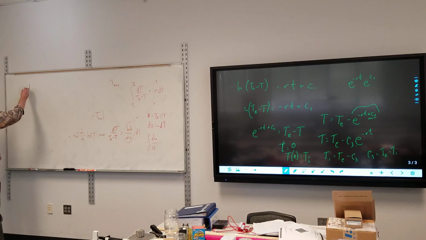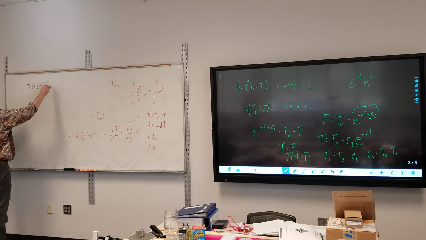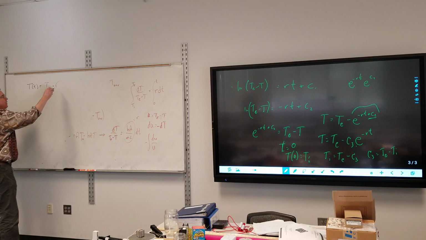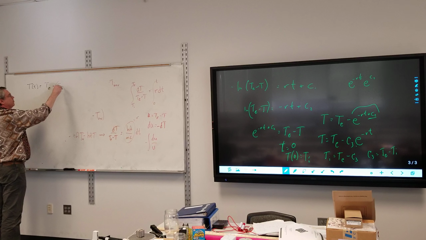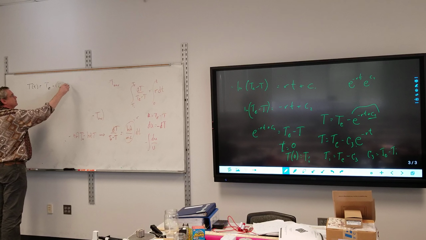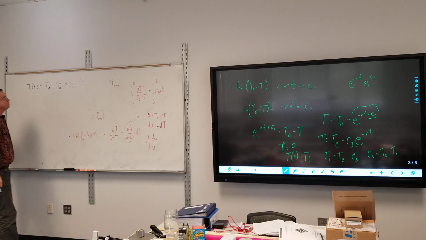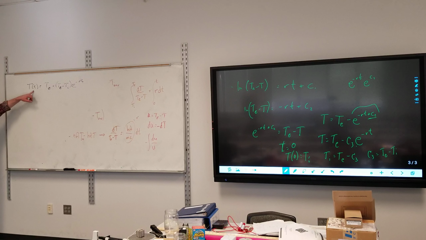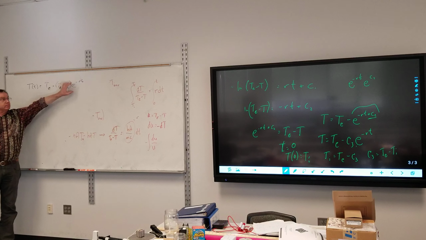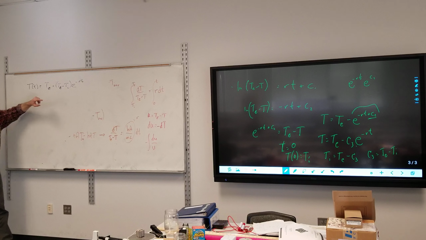So I now have the temperature as a function of time is equal to the environmental temperature minus the environmental temperature minus TI, times E to the negative RT. Let's see if this works. As T goes to infinity, this term drops out because this becomes E to the negative infinity, which is close enough to 0. And so we end up with a temperature equal to that of the environment.